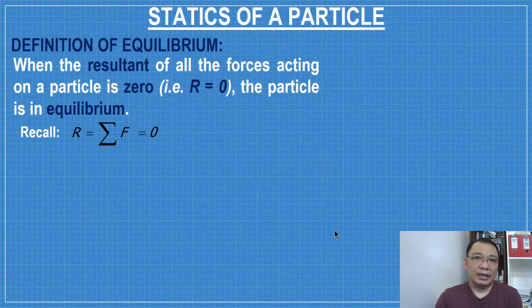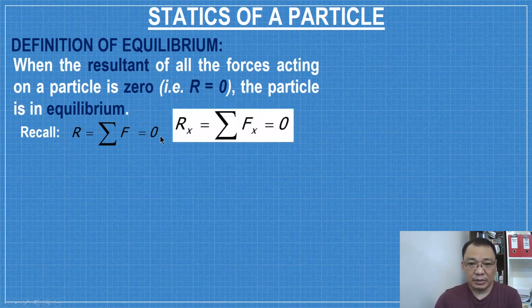And if you use components instead of the parallelogram method, we can extract from this summation of force its components. Summation of force along x equal to 0. First the Rx, right? So if the total resultant is 0, it means its components are 0.